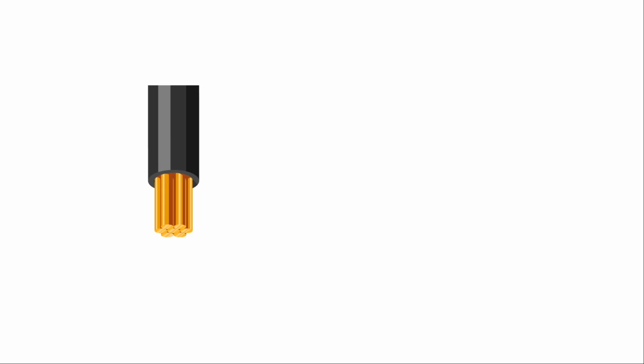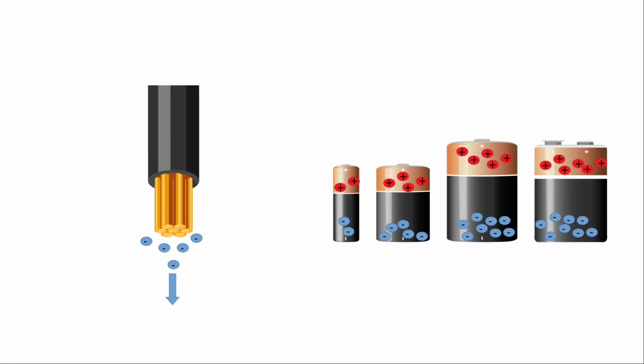Let us think about the copper wire. The electrons are not magically falling out of a wire. We would need to apply a force for the electrons to move. This force to move electrons is the electric voltage and can be provided by batteries.